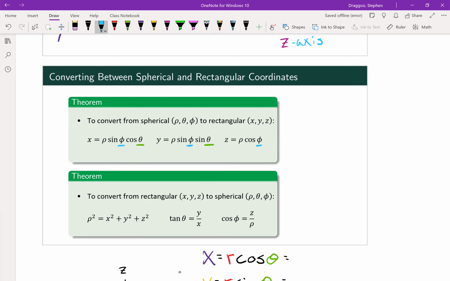And if we're going from rectangular to spherical coordinates, then we have another set of equations where we'll just extend r squared to be rho squared is x squared plus y squared plus z squared. Tangent theta is still the same, it's y over x. And for phi, we'll define it using cosine of phi is equal to z over rho.